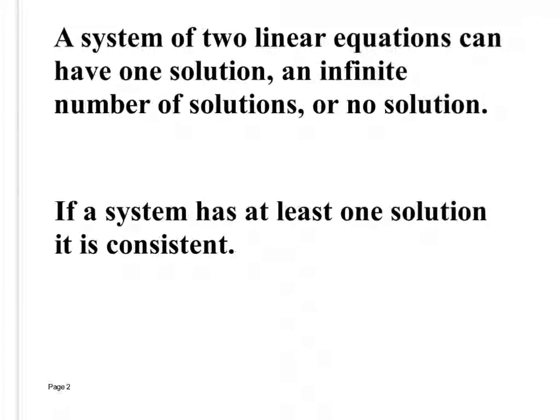Write this down. A system of two linear equations has a couple of options for solutions. It's either one solution, an infinite number of solutions, or no solution. If a system has at least one solution, it's considered consistent.